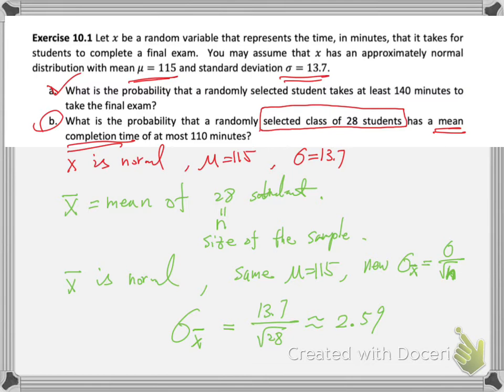with the mu and sigma. Part B, we change x bar to z with this new sigma. Okay, same mu, new sigma.